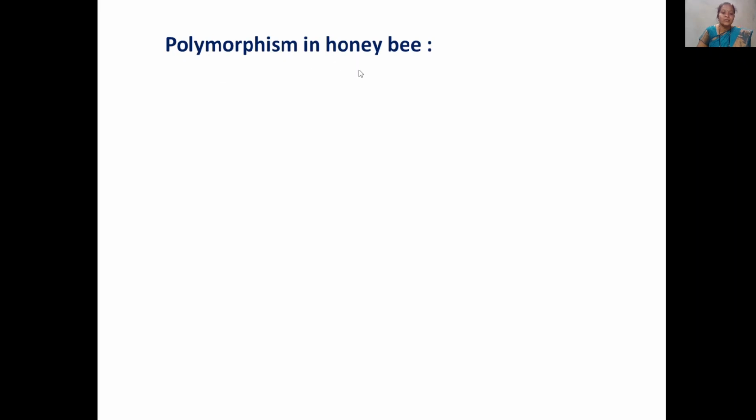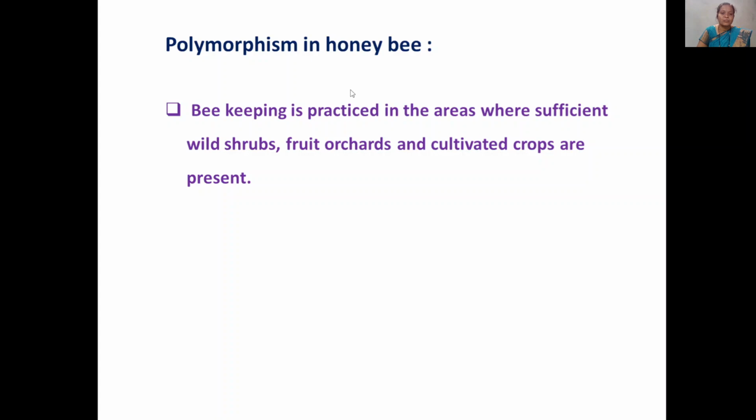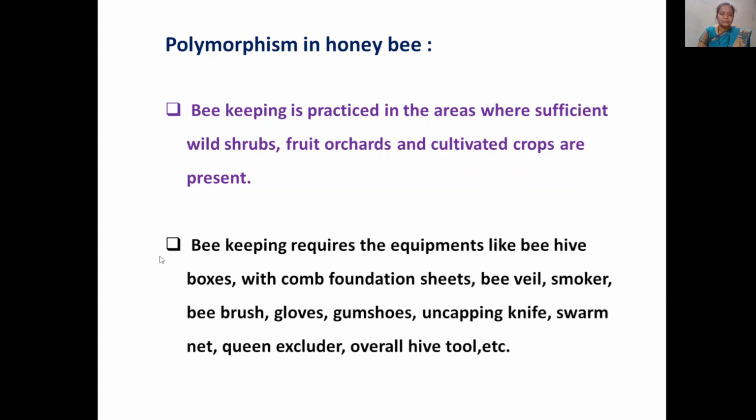Polymorphism in a honeybee. Beekeeping is practiced in the areas where sufficient wild shrubs, fruit orchards, and cultivated crops are present. Beekeeping requires equipment like beehive box with comb foundation sheets, bee veil, smoker, bee brush, gloves, gum shoes, uncapping knife, swarm net, queen excluder, overall, hive tools. These are the hive tools.